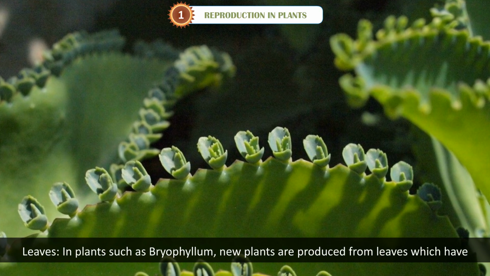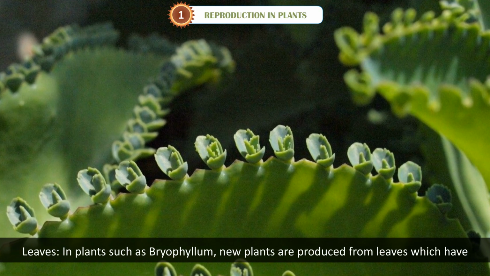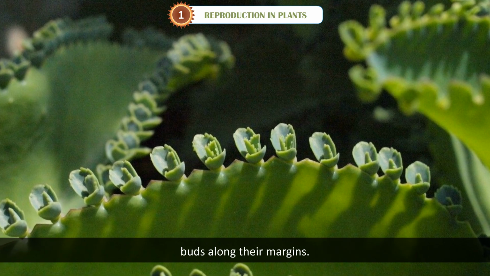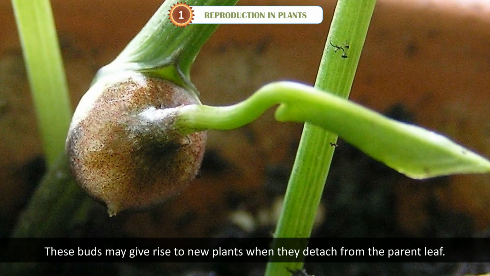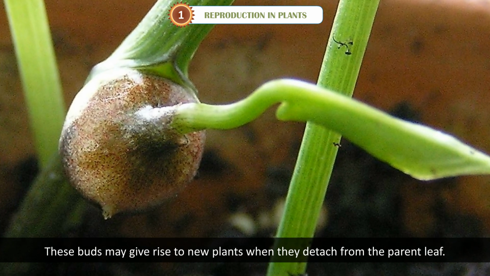Leaves. In plants such as bryophyllum, new plants are produced from leaves which have buds along their margins. These buds may give rise to new plants when they detach from the parent leaf.